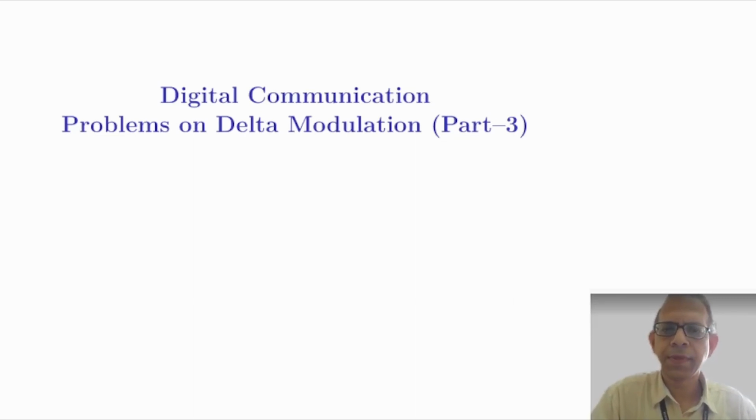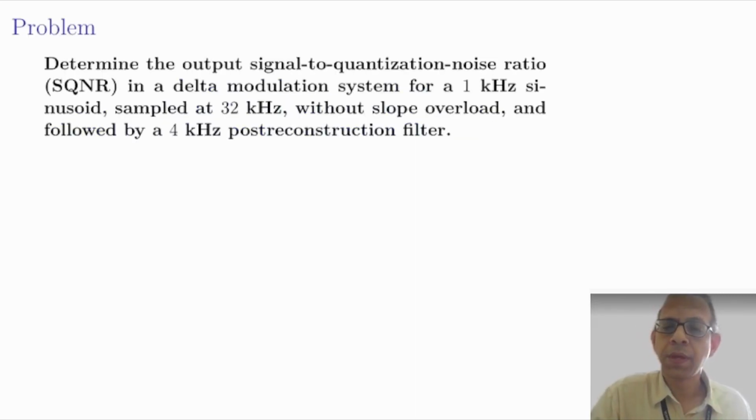Hello friends, let us continue with two more problems on delta modulation. The first problem is as follows. Determine the output signal to quantization noise ratio SQNR in a delta modulation system for a 1 kHz sinusoid sampled at 32 kHz without slope overload and followed by a 4 kHz post-reconstruction filter.